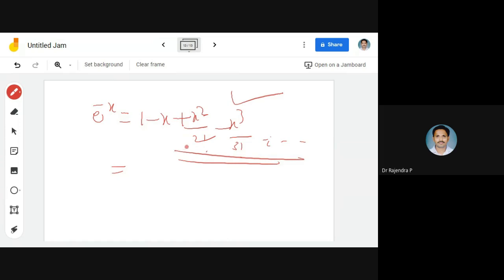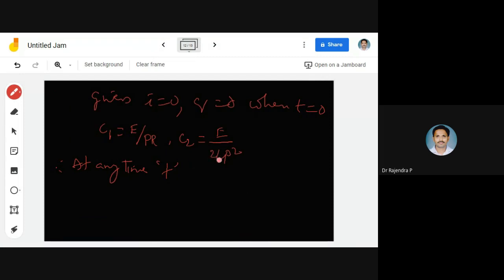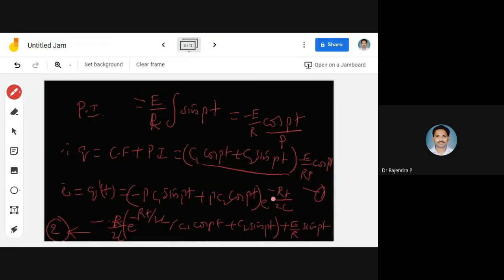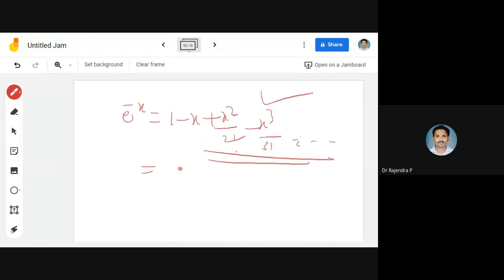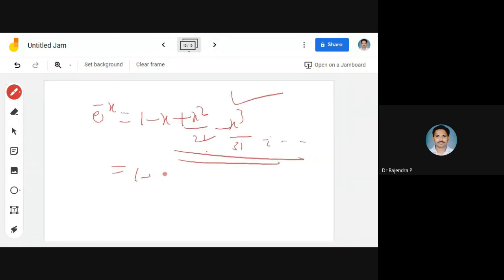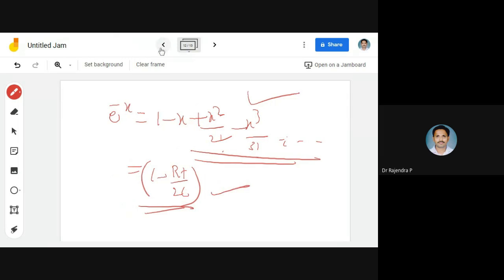So in place of that, what is there here? Some constant is there. What is that constant? RT by 2L, I can take it. In this 1 minus x, in place of x we have minus RT by 2L. So based on our series expansion, 1 minus x, where x means RT by 2L, only these two terms I will take. The remaining terms I am going to truncate. Please remember that.